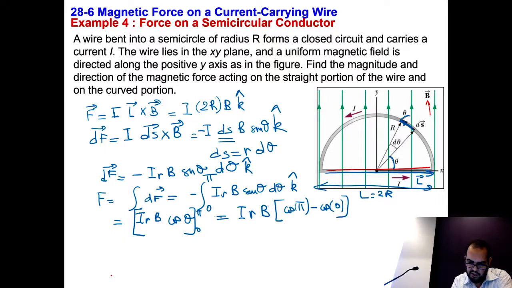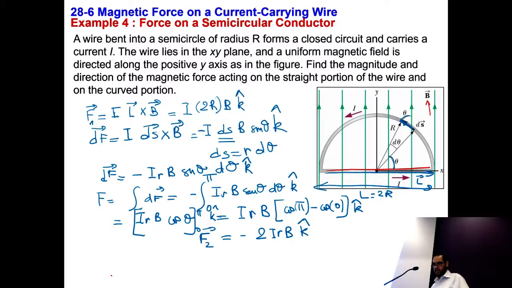Oh, I forgot the k here. Okay, cosine of pi is minus 1, and minus cosine of 0 is minus 1, so this will be minus 2 I R B k. So this is the force on the circular path of this wire. Let's call this F1, and this is F2.